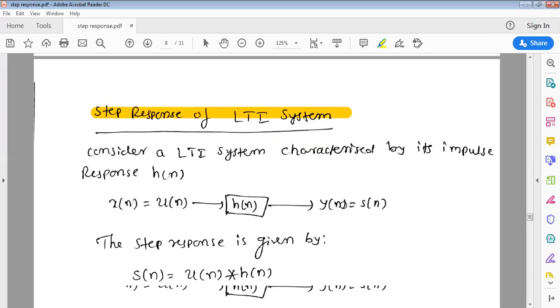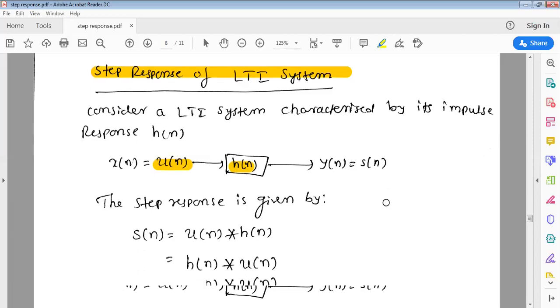What is the meaning of step response? Step response of the system is the response of the system when the input is a step, that is u of n. So whenever I ask you the step response, automatically you have to understand x of n equal to u of n. That will not be given to you. So I'll give h of n, input is known to you, u of n. I'm asking you what is y of n. Y of n is replaced by s of n, where s indicates step response.